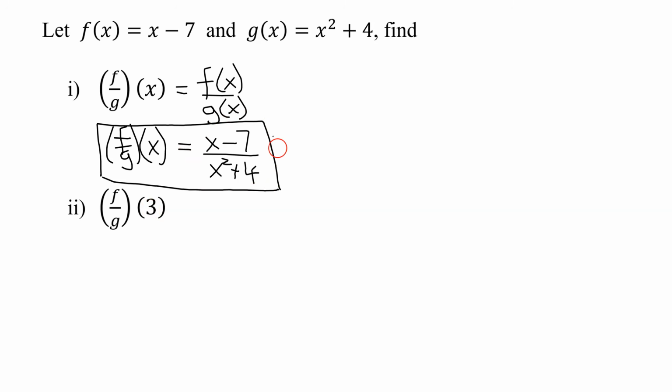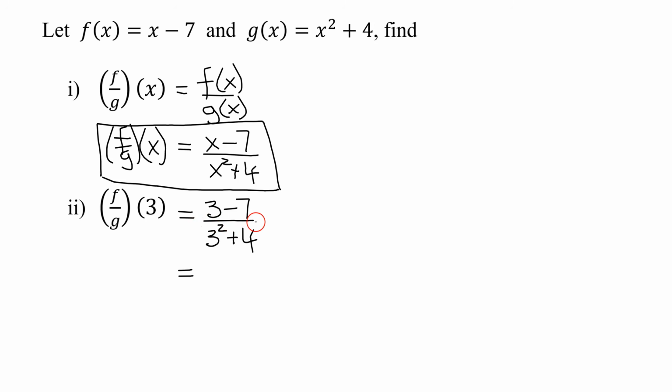Since we've already found the definition of the quotient function here, all I have to do now is plug 3 in for every x in this definition. So I'm going to get x minus 7 in the numerator, so x is 3, so it's going to be 3 minus 7 divided by x squared, so that's going to be 3 squared plus 4 in the denominator. Now all I have to do is simplify.